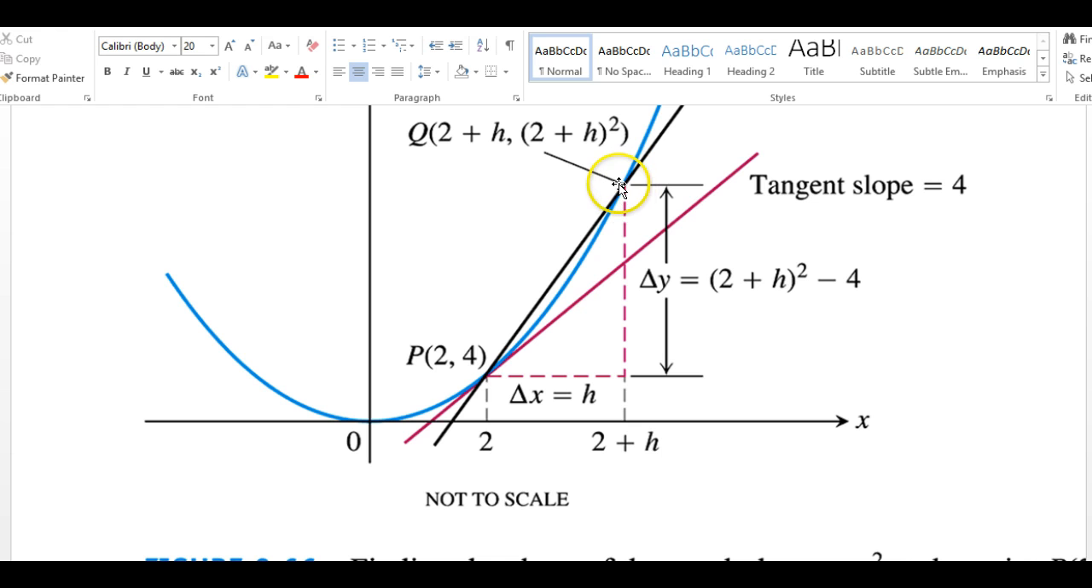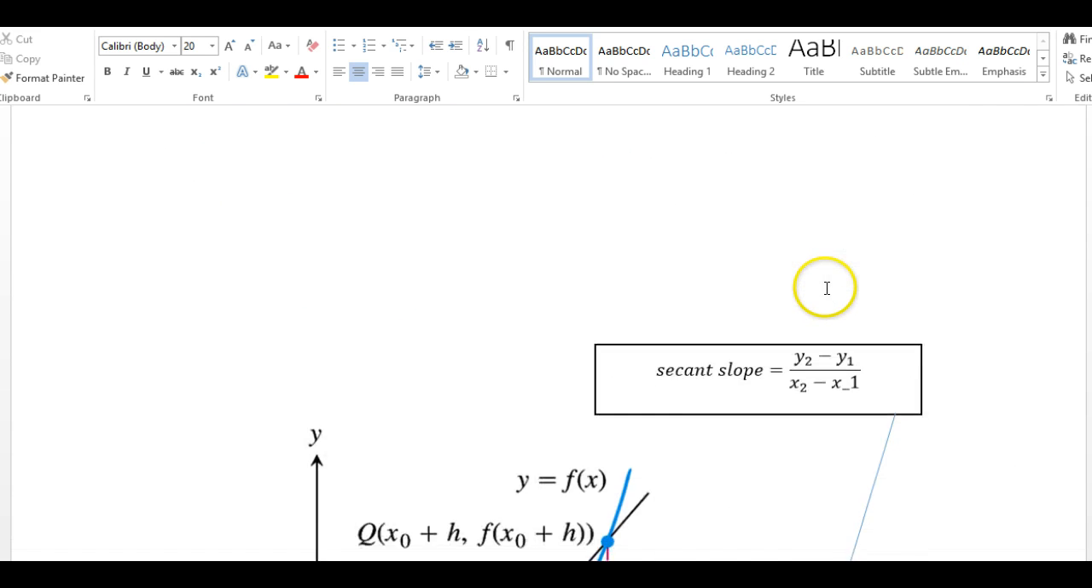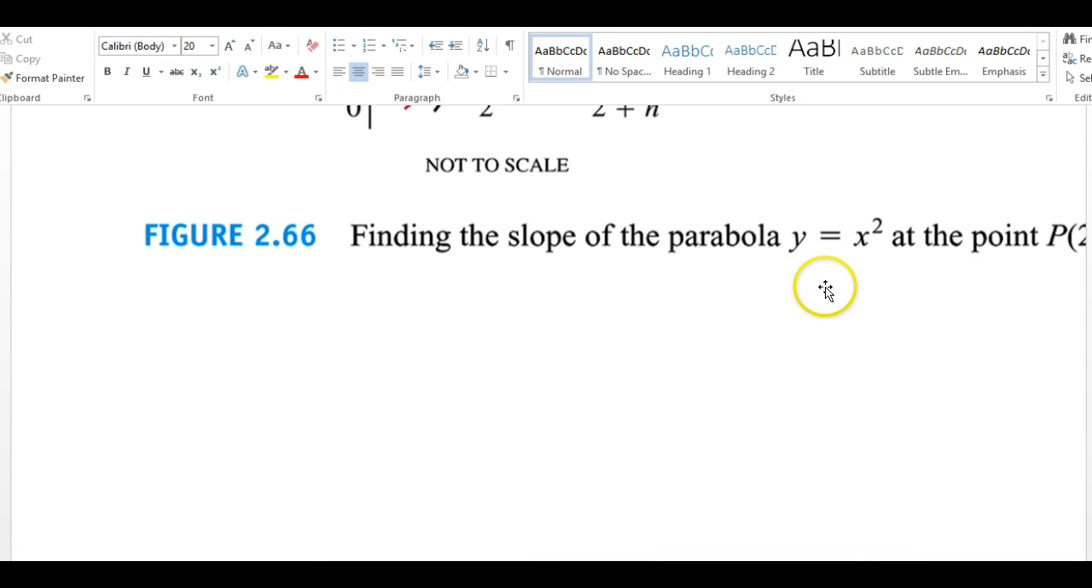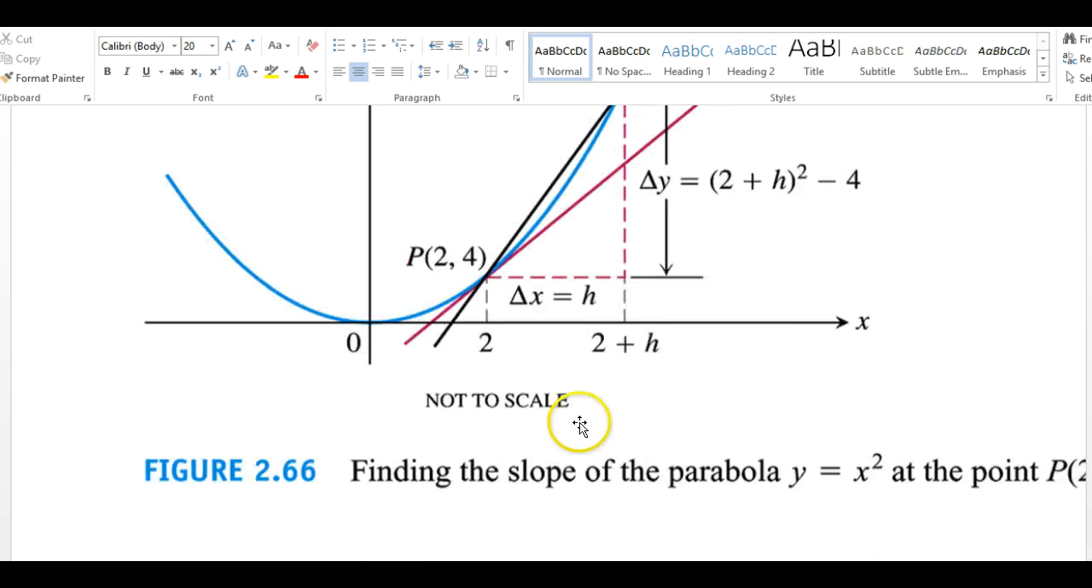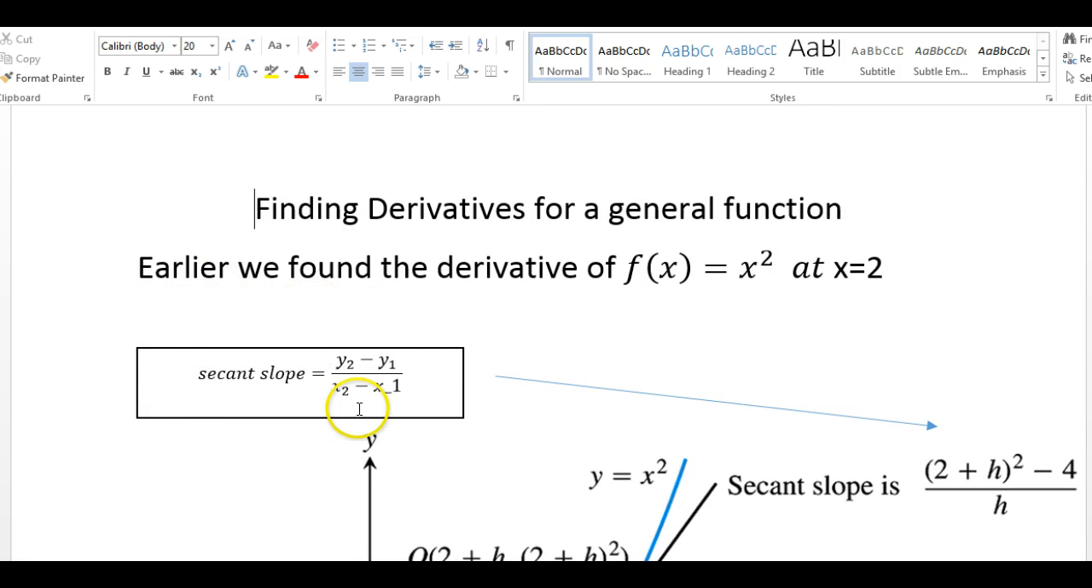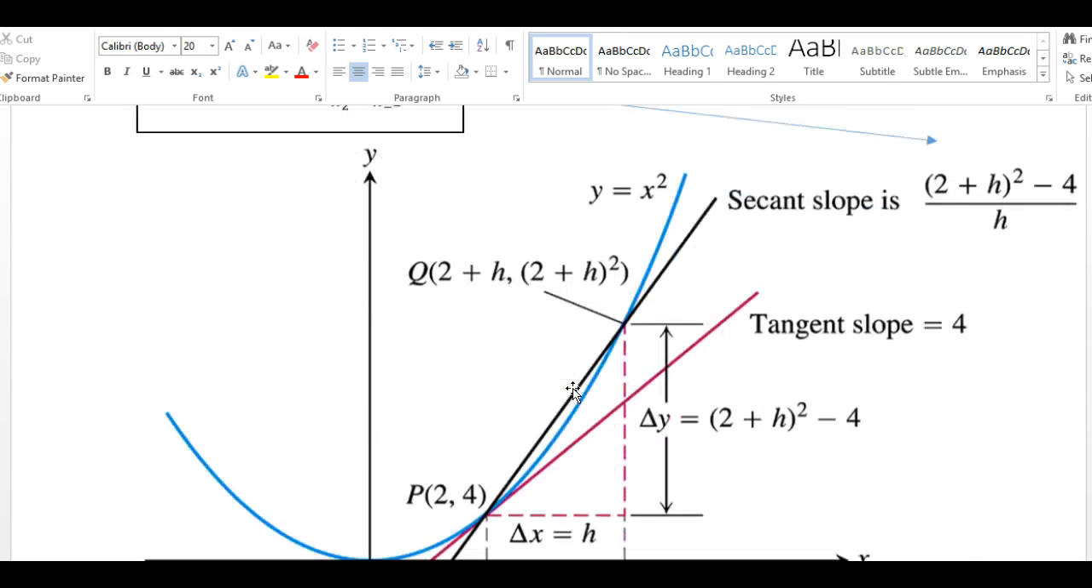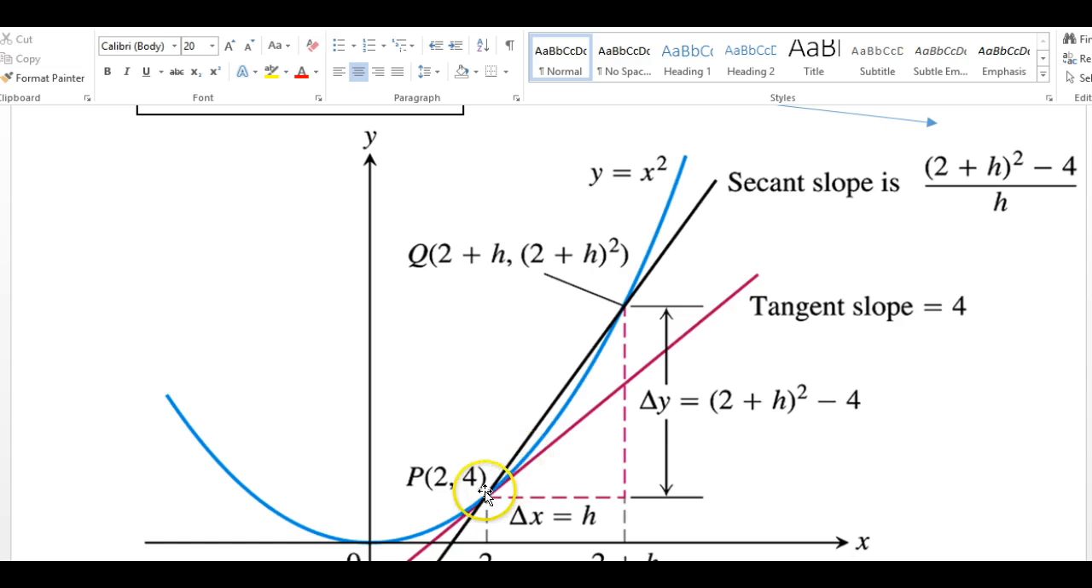So this is the nearby point, and we looked at the secant and we took the slope of the secant, right? And then we took the limit of the slope of the secant as this point moves towards this point. In other words, when this little difference h goes to 0. So we used the formula y2 minus y1 over x2 minus x1 to find the slope of this secant, right?